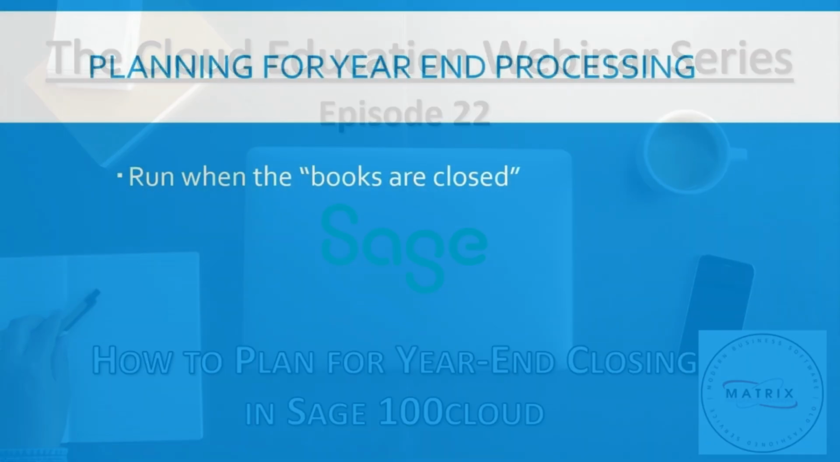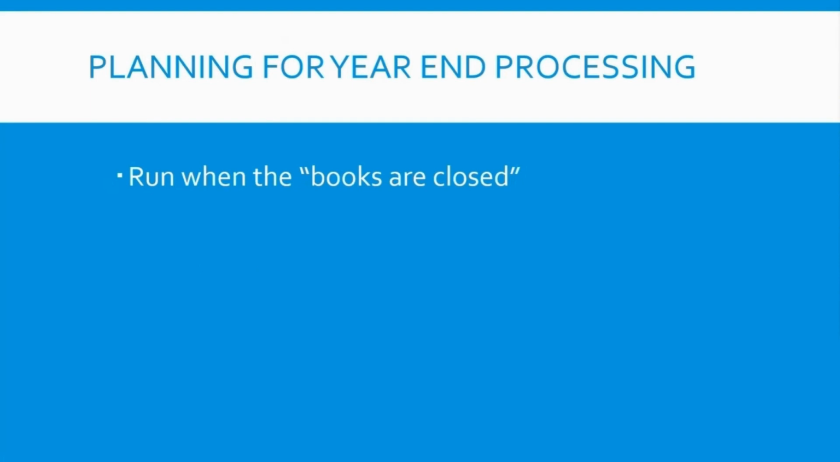Yeah. I mean, the big thing is it's a process that we run in the system just to close that period and do the things we talked about. And so you want to run it when you've closed the books for the year, right? So you want to make sure you've processed all the transactions you're going to process for December 2023, before we run the year-end process for 2023.